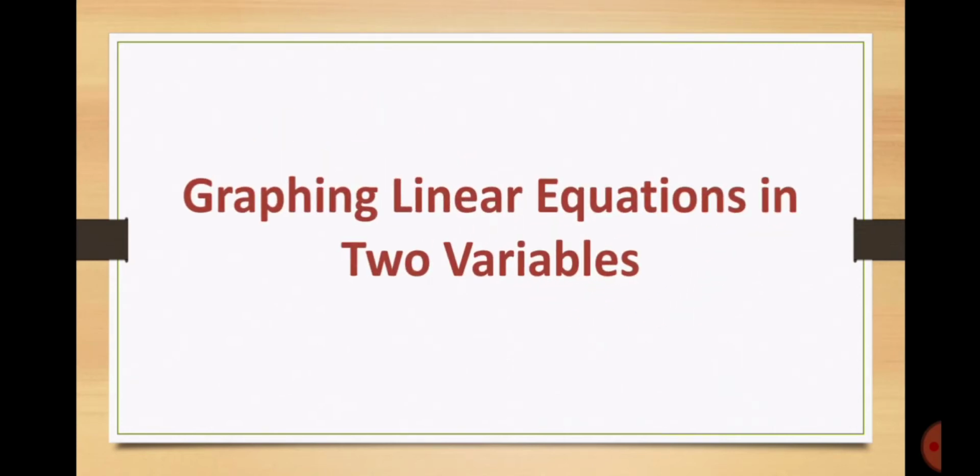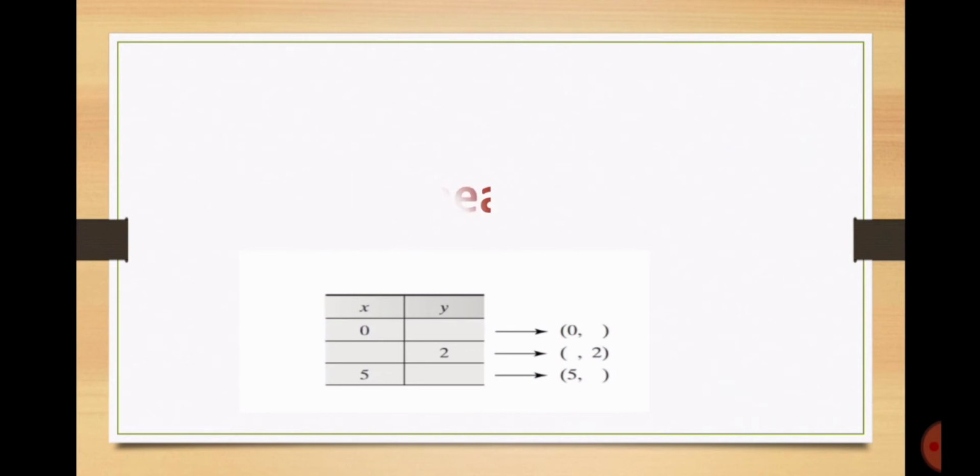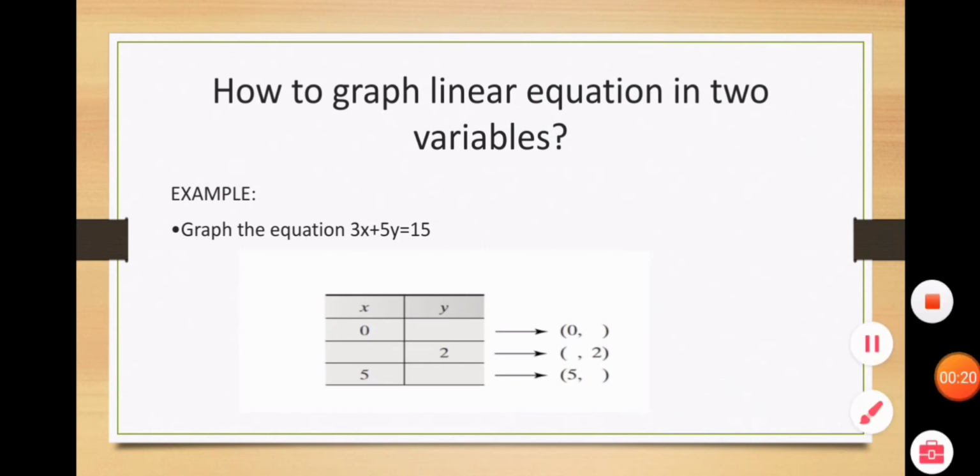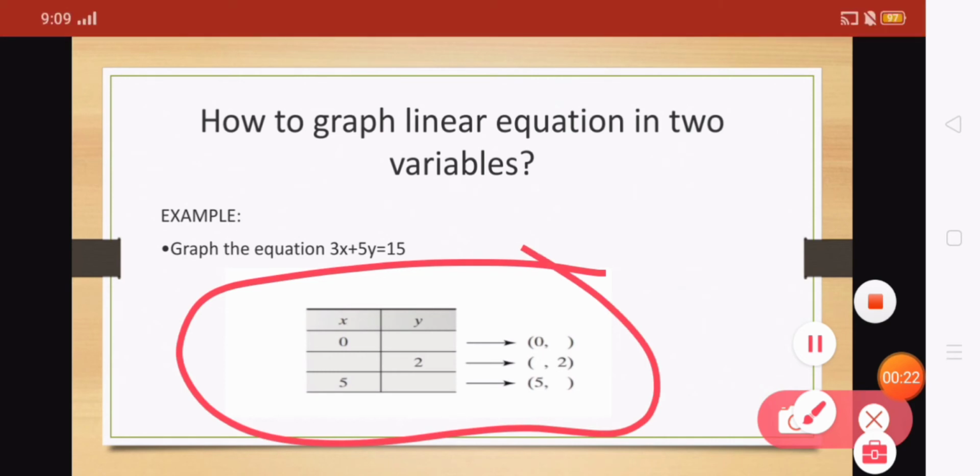We will discuss how to graph linear equations in two variables. For example, graph the equation 3x plus 5y equals 15. As we can see in this table, there are missing values.